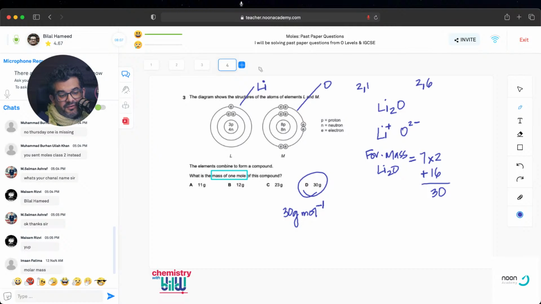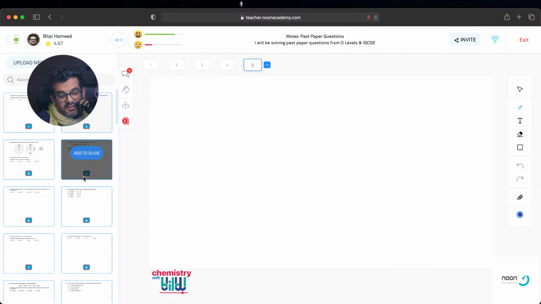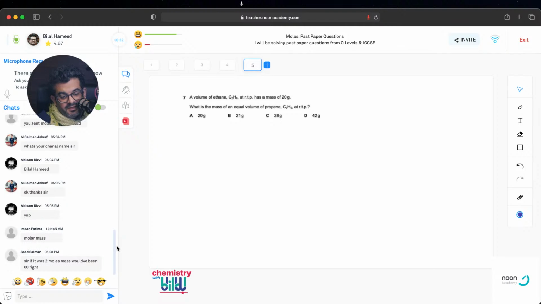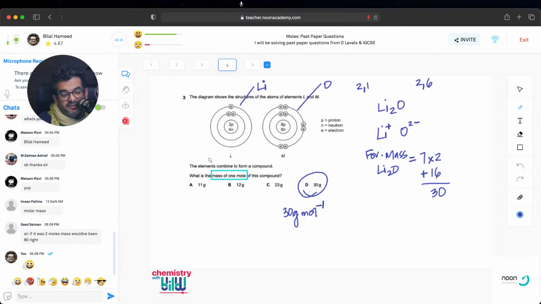Now, so far so good? Any questions about this? Thumbs up if this is good. Otherwise I'm going to add the next question. This is question number 7. If there were 2 moles, the mass would be 60. Absolutely. If they said find the mass of 2 moles, it will be 60. Half a mole, the mass would be 15. Absolutely, Saad. You got it. Okay. Moving along.